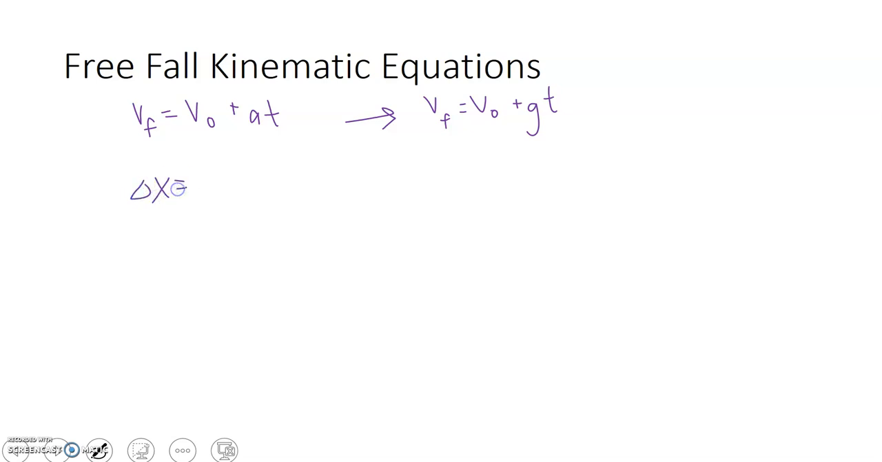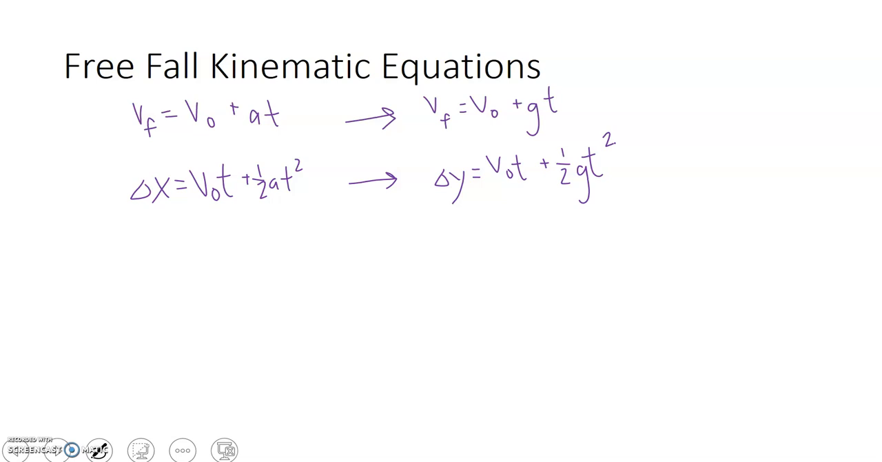Our displacement equation, displacement is equal to the initial velocity times time plus 1/2 acceleration times time squared, can also be used vertically. Horizontally, we use an x. For vertical motion, we use a y. So the vertical displacement is equal to the initial velocity times time plus 1/2 g, instead of a, t squared.